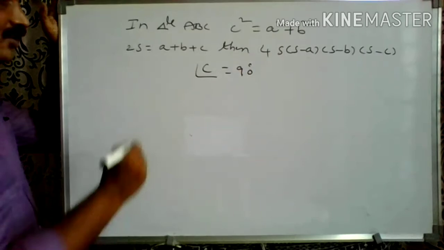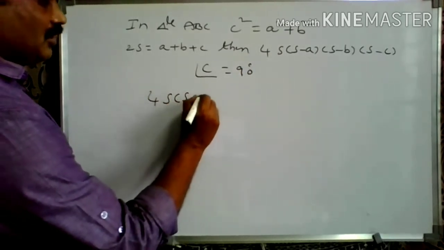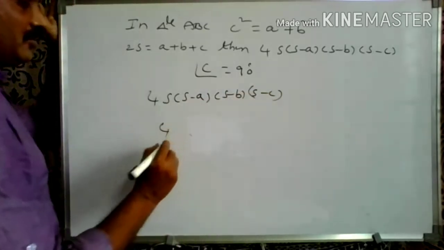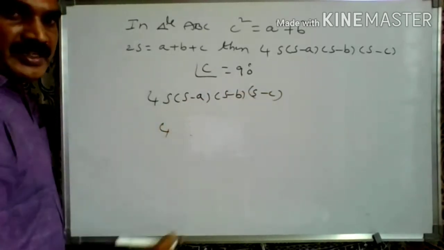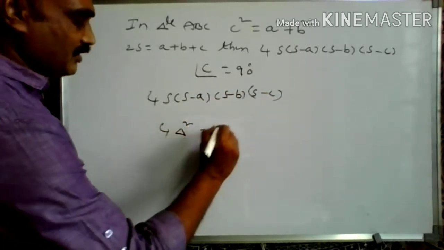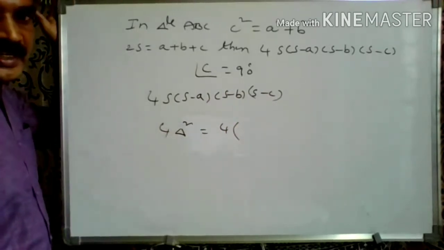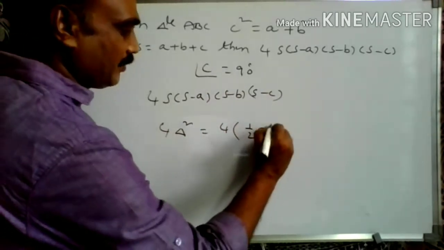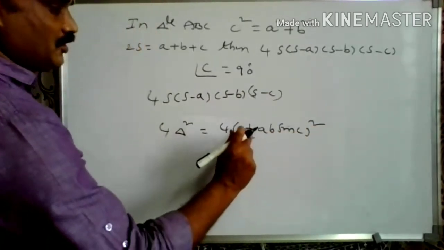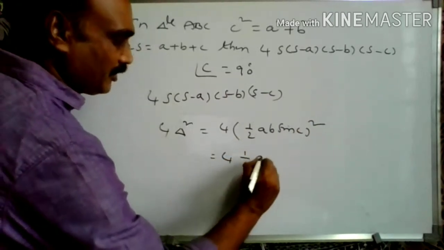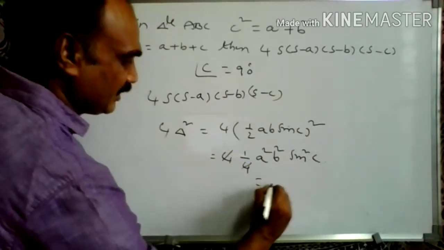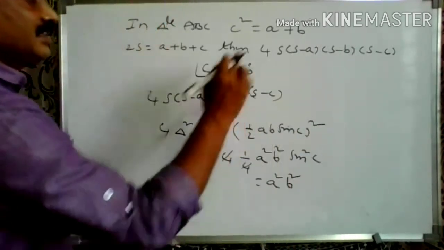Angle C is 90 degrees. 4 into s into (s minus a) into (s minus b) into (s minus c) is equal to 4 delta square. So delta is equal to the area of the triangle. Area of the triangle is equal to the formula (1/2 ab sin C) whole square. That is equal to 4 into (1/2) whole square, which is 1 by 4 into a square b square into sin square C. 4 gets cancelled, a square b square into sin square C, and C is equal to 90 degrees.